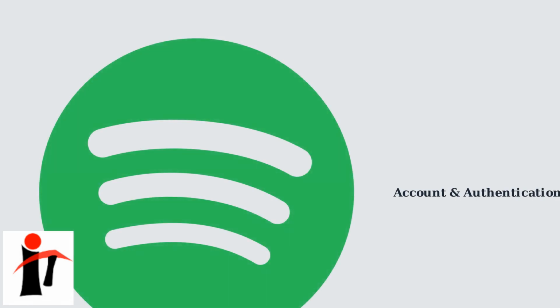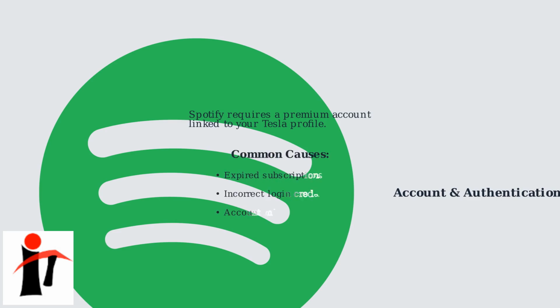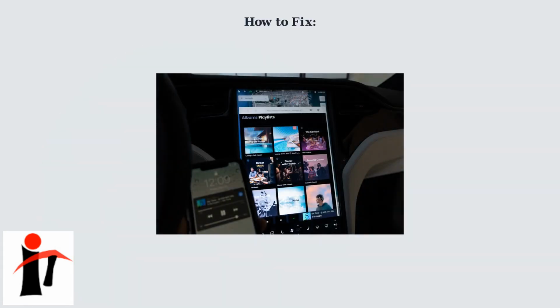Account and authentication errors are common issues when Spotify isn't working in your Tesla Model S. Spotify requires a premium account linked to your Tesla profile to function properly in the vehicle. Common causes include expired subscriptions, incorrect login credentials, or mismatches between your Spotify and Tesla accounts. To resolve these errors, you'll need to reauthorize your Spotify connection in the Tesla infotainment system.